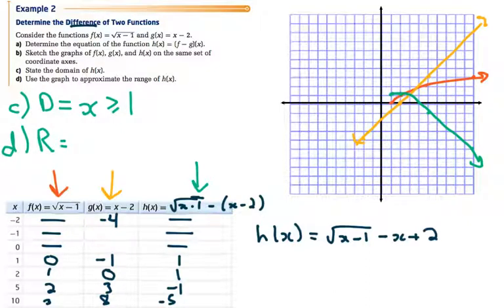D, the range, we have to approximate it since we do have that little loopy bit at the left side of h. What we do know is that y will be less than or equal to, because it goes down, I'm going to say approximately maybe 1.2 would be the high point.